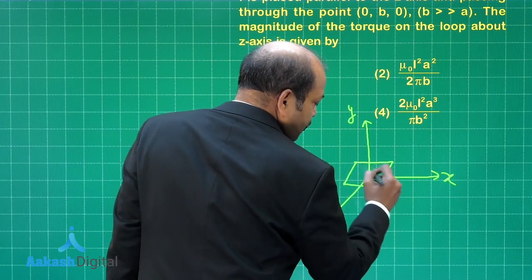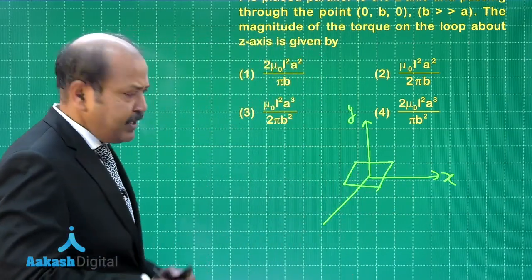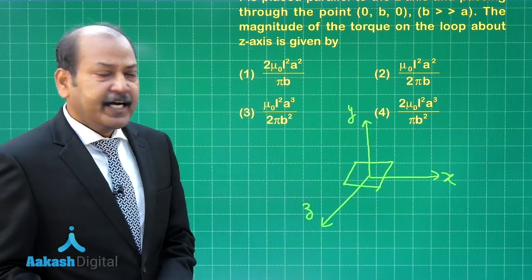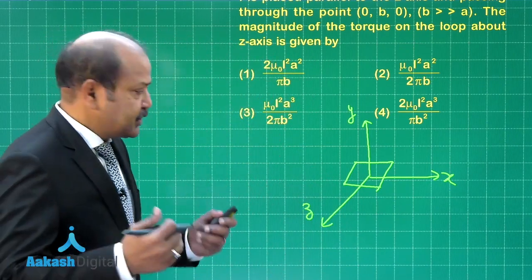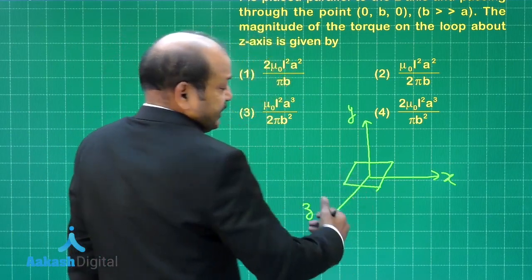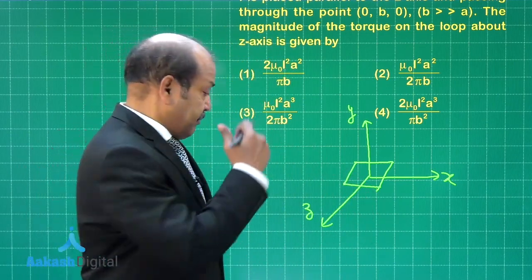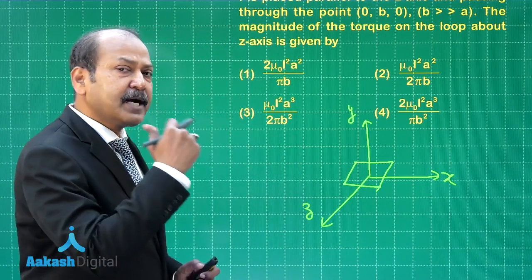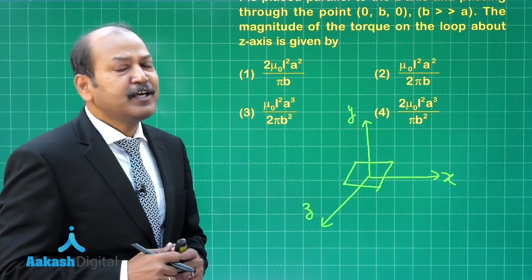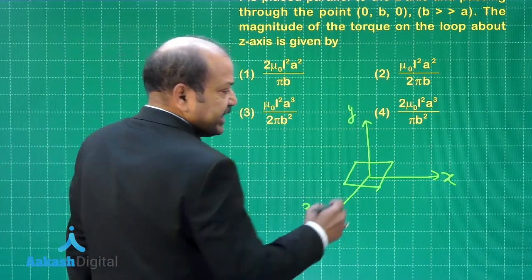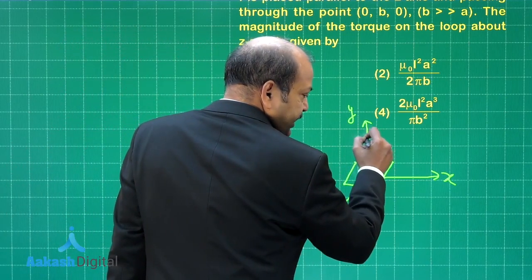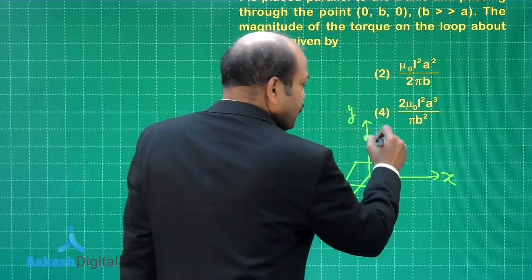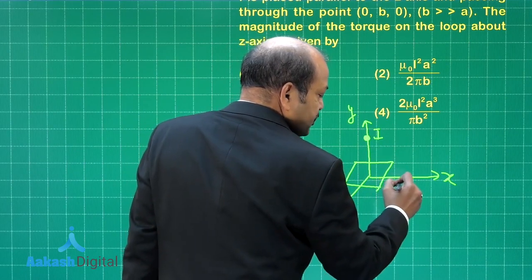This is how the square loop is placed in the xz plane. We have to visualize that it is in the xz plane, right. The side length is given as 2a and the current is parallel to the z axis, because the wire is parallel to the z axis and it is passing through 0 comma b comma 0. That means we can take that the current is coming through this point, it is parallel to the z axis. This current is also I, and of course the current in the loop is also given as I.